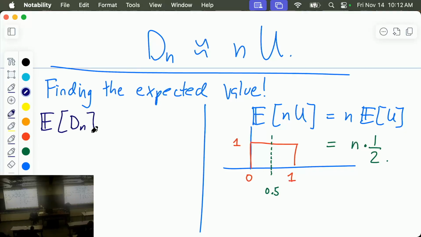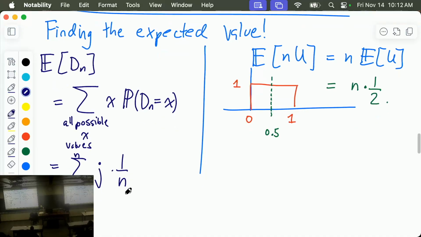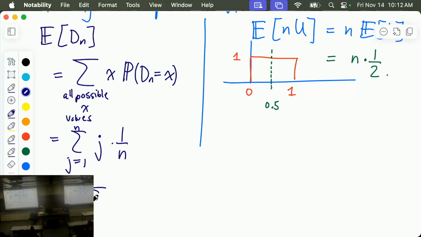And by our formulas, you have to sum over all the possible values times the x value. So it's the sum, remember, over all possible x values, and you do x times the probability that D_n equals x. In this case, it's the sum of, it could be 1 or 2 or 3. I'm going to call the numbers j, with j going from 1 to n, you do j, and the probability is 1 over n. And so you would end up with 1 over n times the sum from j equals 1 to n of j. Now you've got to do this nasty sum. Oh my goodness gracious, how are we going to do this nasty sum?